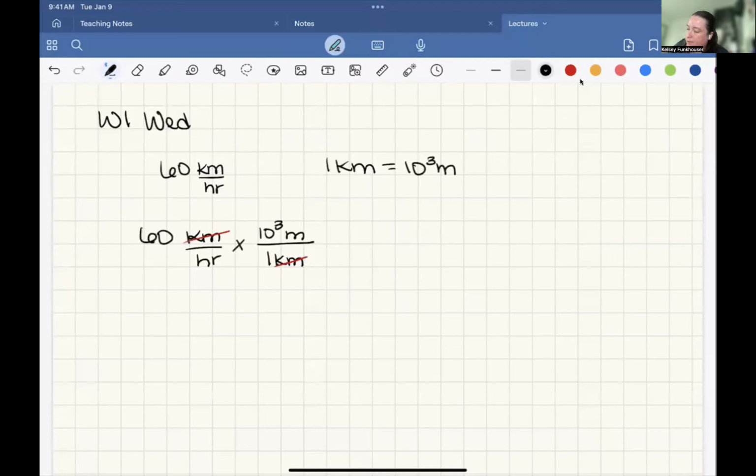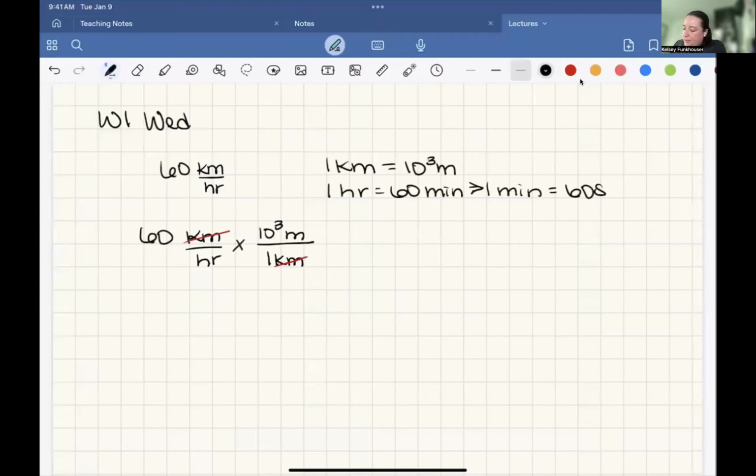And for this one, we want to go from hours to seconds. To do that, we need to go from hours to minutes and then minutes to seconds. So 1 hour is 60 minutes. And 1 minute, oh, no, those aren't together. Those are separate things, equals 60 seconds. So we're going to use that information.